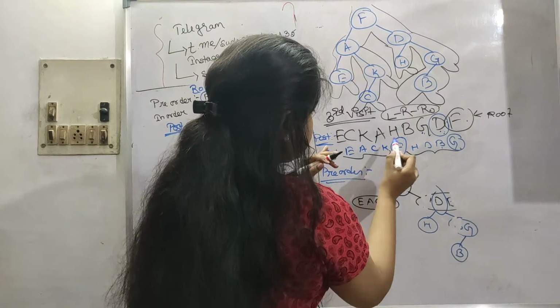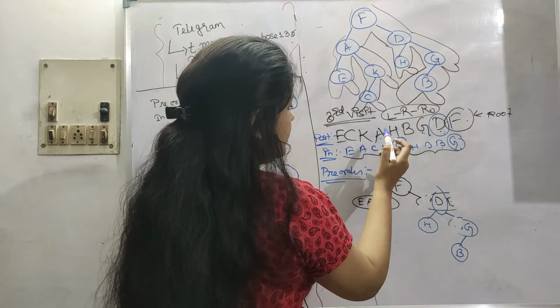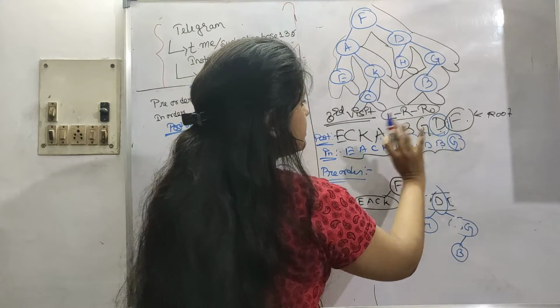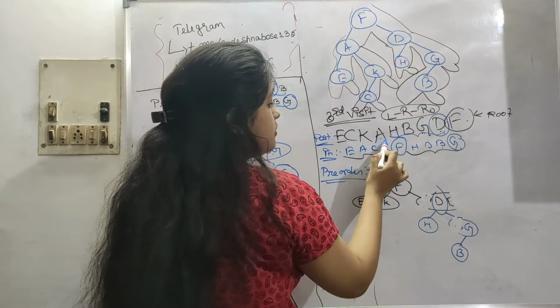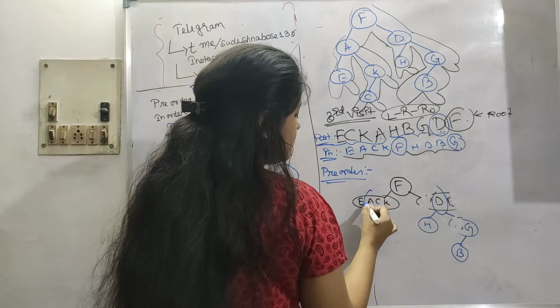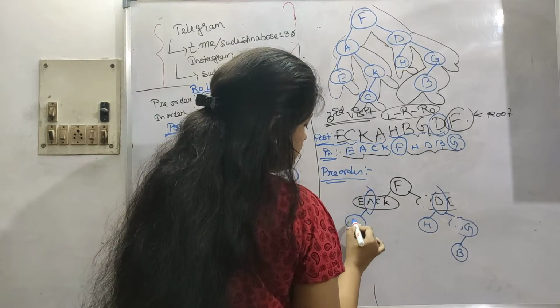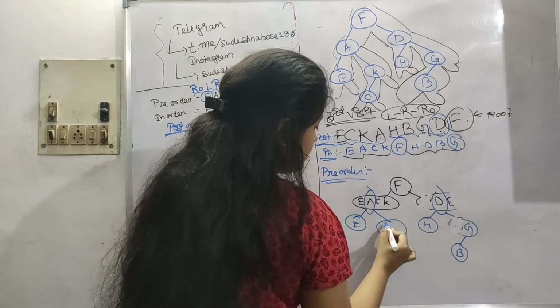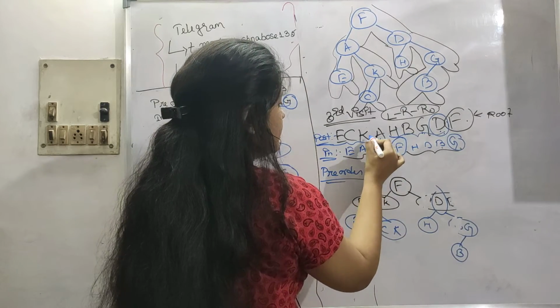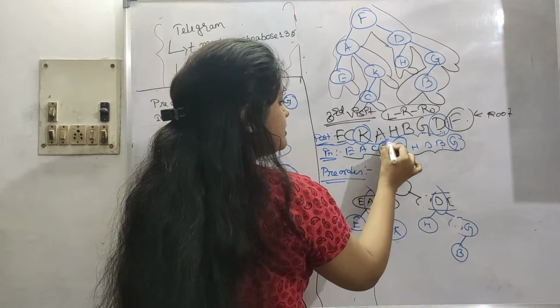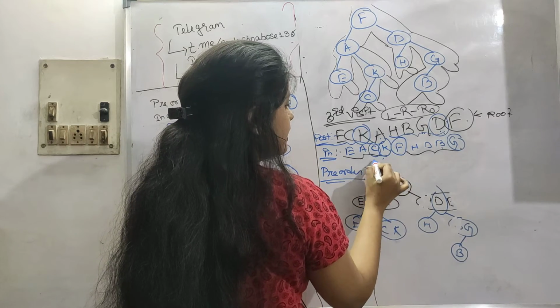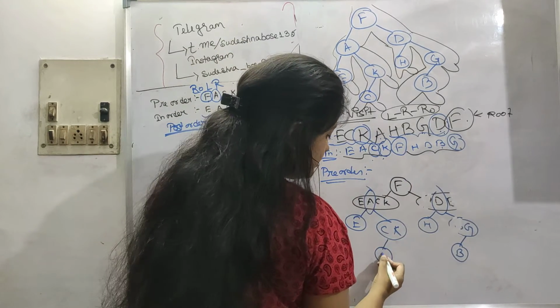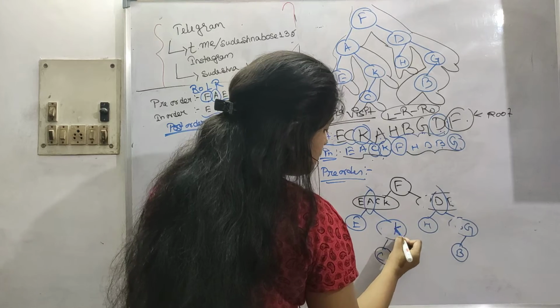So up till this is our right subtree. Now this is our left subtree. A is our root. So E will be positioned here, C, K will be here. So now K is our next root. K is present here and C is left of K. So we will write C here. See, the same tree we have made.